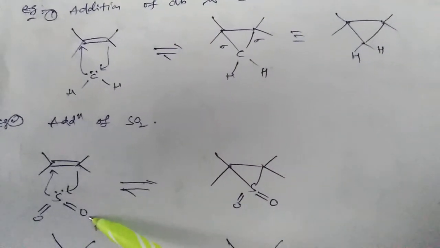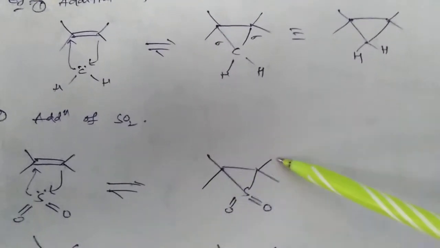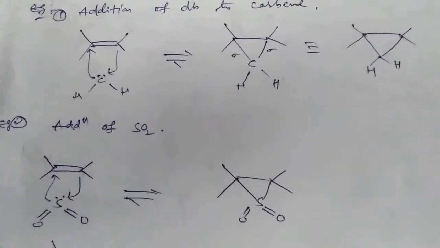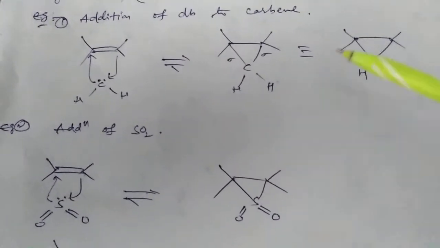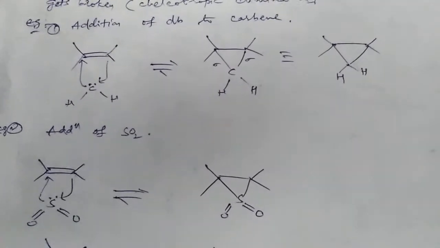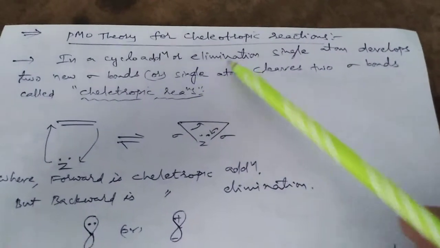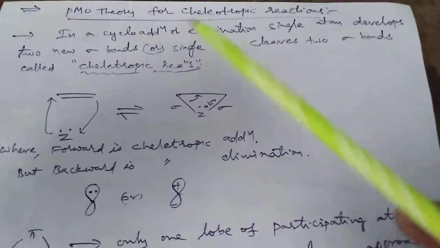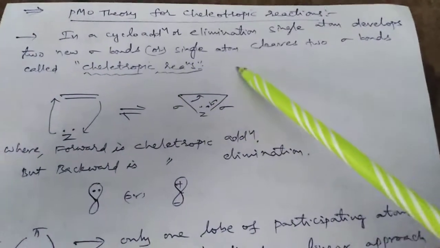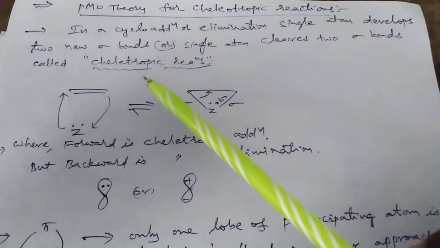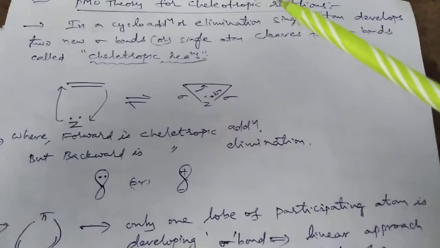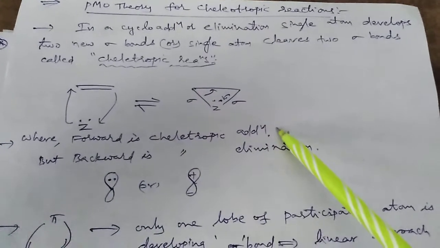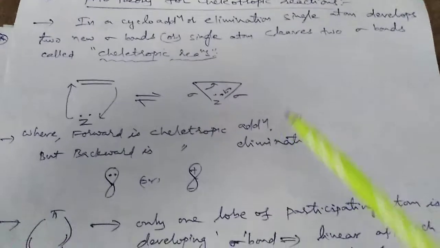The sulfur dioxide attaches to the unsaturated electrons. In this case also, two new sigma bonds are formed with the unsaturated electrons. So these two are examples of sigmatropic reactions. Next, PMO theory for the sigmatropic reaction. In a cycloaddition or elimination, when a single atom develops two new sigma bonds or cleaves two sigma bonds, it is called a sigmatropic reaction. The forward reaction is sigmatropic addition, and the backward reaction is sigmatropic elimination.